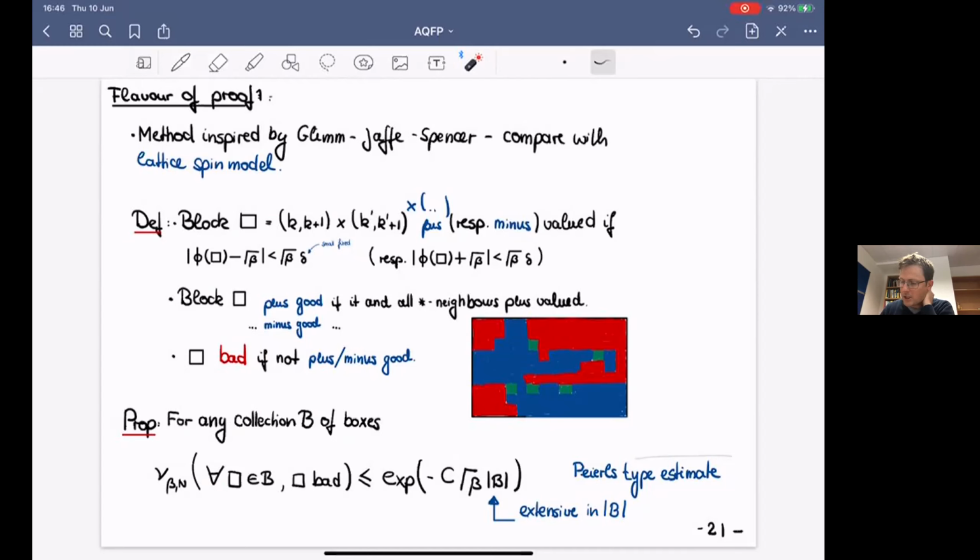an arbitrary collection of boxes, and then you prove the probability that all of these boxes are bad. You remember we had this relatively strict condition of what it means to be good, so bad is everything that's not good. We prove that the probability for such a collection of boxes to be bad is very small, and in particular it decays exponentially in the size of the collection. So it's an extensive estimate. That's what we proved.